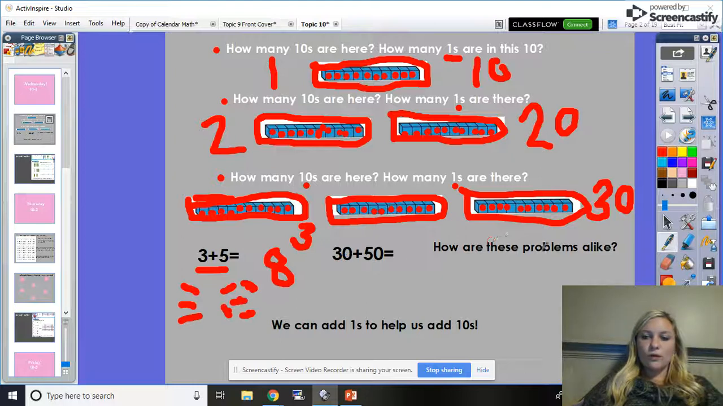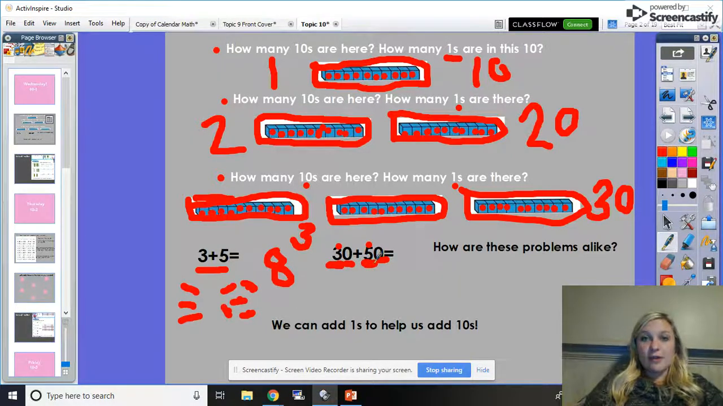These problems are really alike because they both have a 3 and a 5. The only difference is that there's a 0. So this 3 and this 5, they're in the tens place. Over here, there were just ones, but now we have tens. So if you want to know a little trick, all you have to do is add the tens and then add a 0. So I have 3 tens over here plus 5 tens.